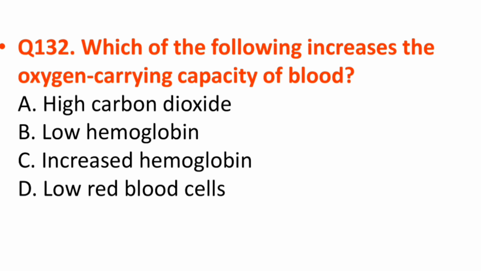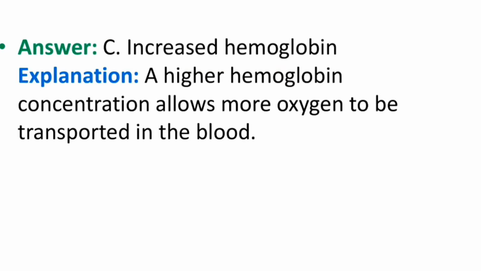Which of the following increases the oxygen carrying capacity of blood? Option A, high carbon dioxide; option B, low hemoglobin; option C, increased hemoglobin; option D, low red blood cells. The correct answer is option C, increased hemoglobin. A higher hemoglobin concentration allows more oxygen to be transported in the blood.